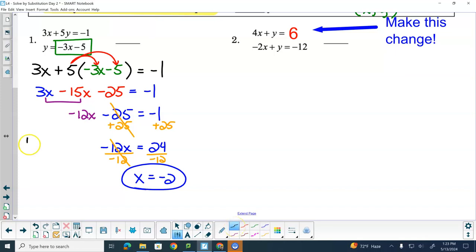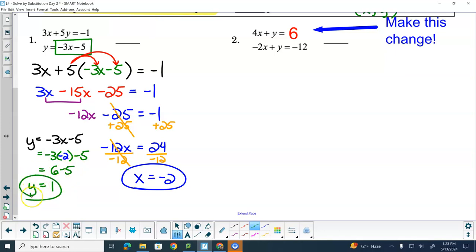So we're going to plug it into y equals negative 3x minus 5. So then that's going to become negative 3 times negative 2. What's negative 3 times negative 2? 6. So then this is going to become 6 minus 5. What's 6 minus 5? So we get y equals 1. Everybody good with me so far?